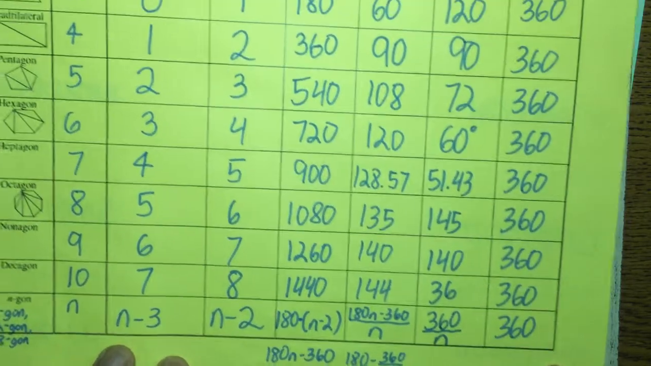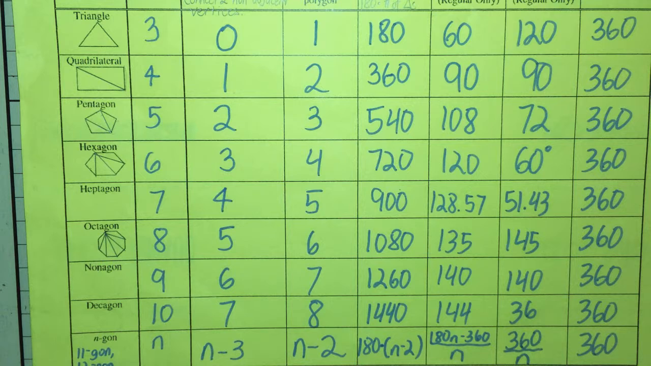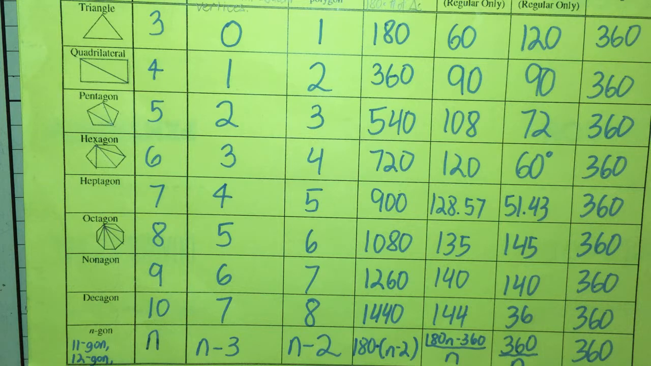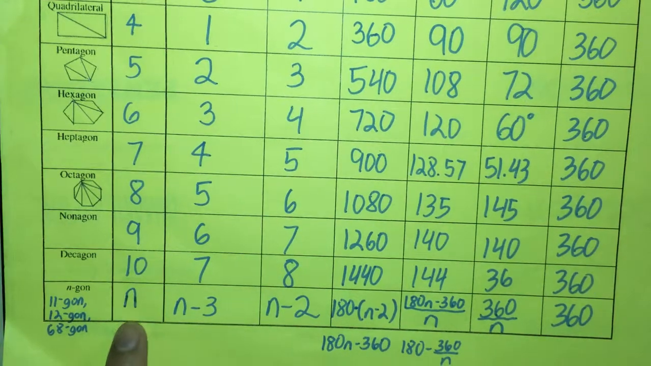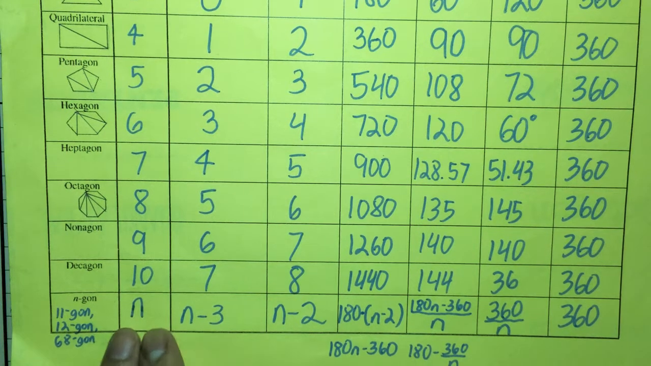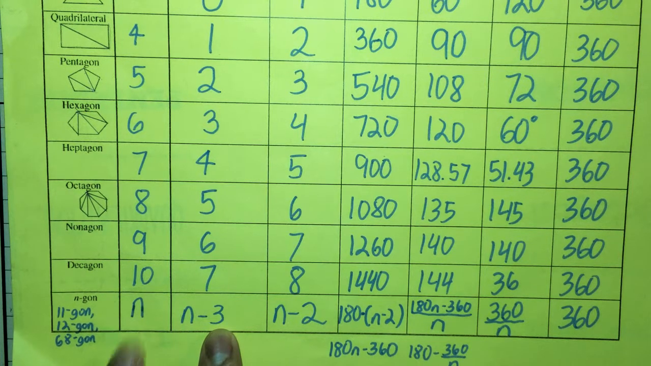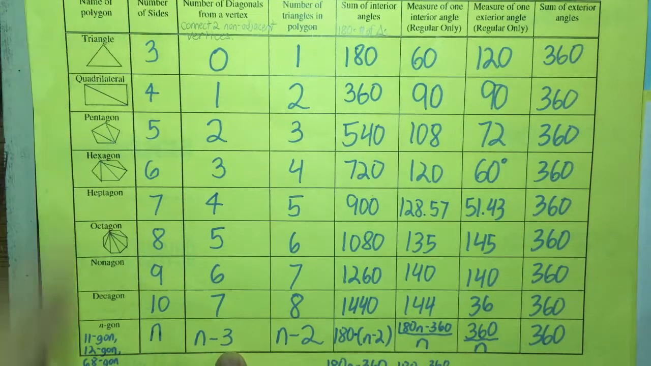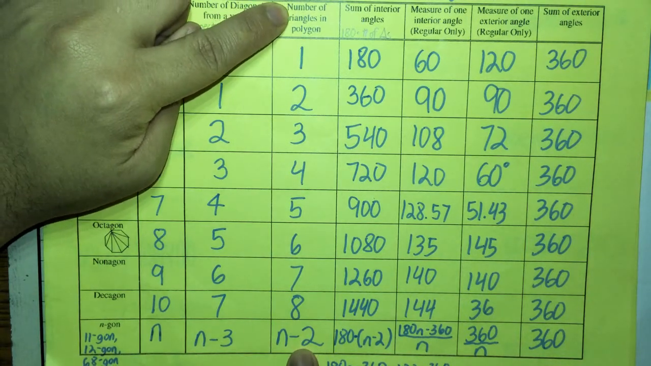Alright, so quick recap of what I went over. The important part for this section is identifying the interior and exterior angles of regular polygons. We denote that by n. N is the number of sides. To go from number of sides to diagonals, you have 3 less diagonals, so n minus 3. To go from number of sides to number of triangles, n minus 2.